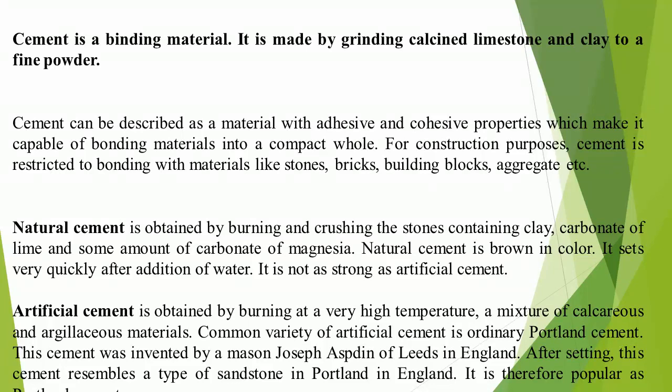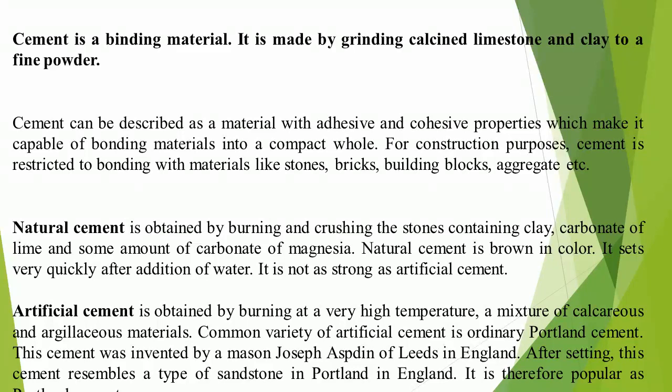Natural cement is obtained by burning and crushing the stones containing clay, carbonate of lime and some amount of carbonate of magnesia. Natural cement is brown in color. It sets very quickly after addition of water. It is not as strong as artificial cement.